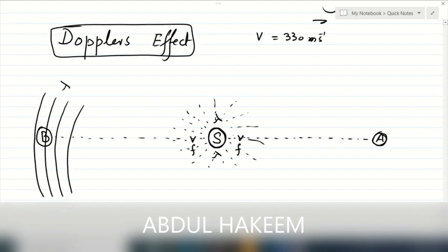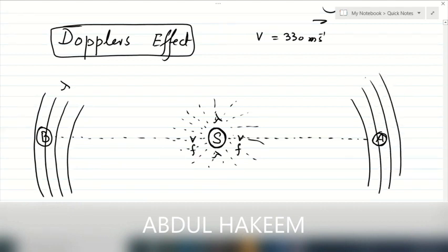And the gap between two wavefronts is representing lambda. So same at observer A, same wavelength lambda. Source stationary, observers are stationary, so the wavelength is the same for both observers, right?